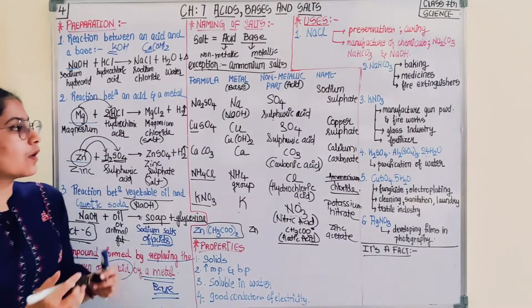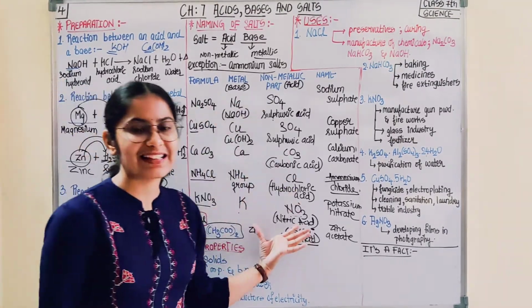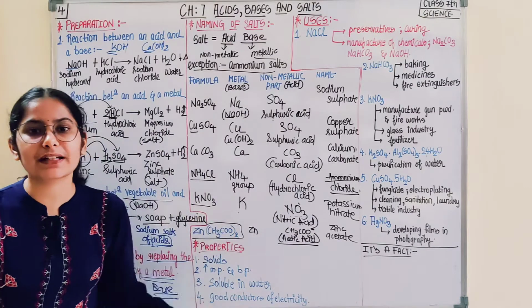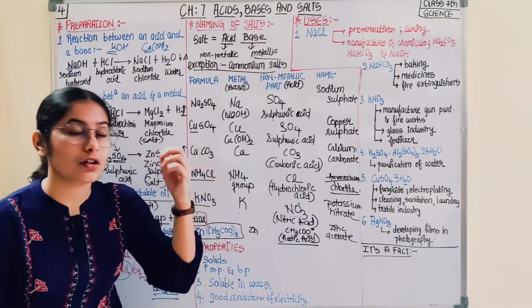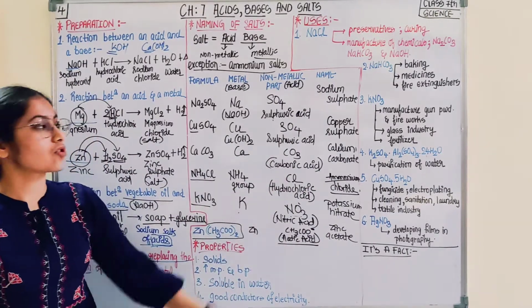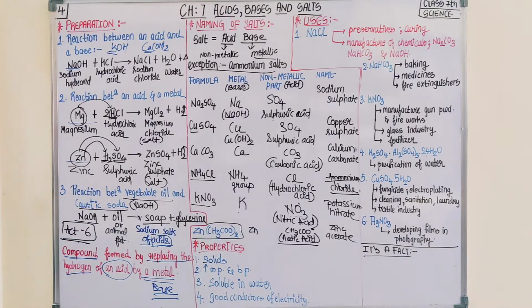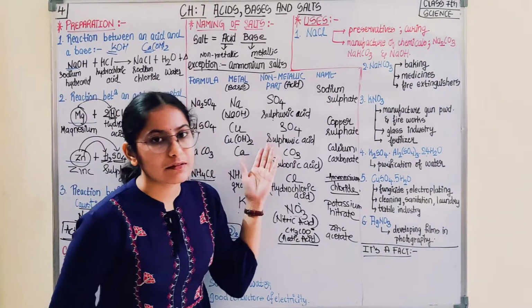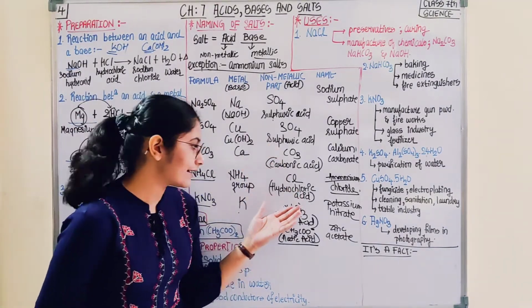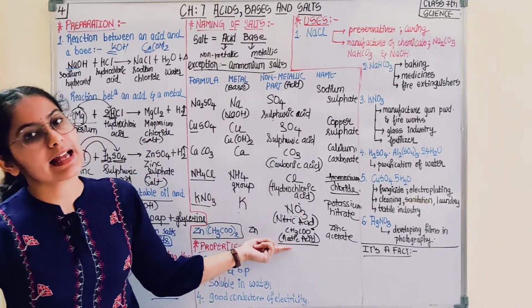Okay, now these were all some examples of how the naming of salts can take place. If we talk about the non-metallic part, from which acid these non-metallic parts are derived, that we have discussed. So you have to remember that if the salt contains sulfate, which acid would be involved in forming it? That is sulfuric acid. Similarly, carbonate, carbonic acid, nitrate, nitric acid, chloride, hydrochloric acid, acetate, acetic acid.